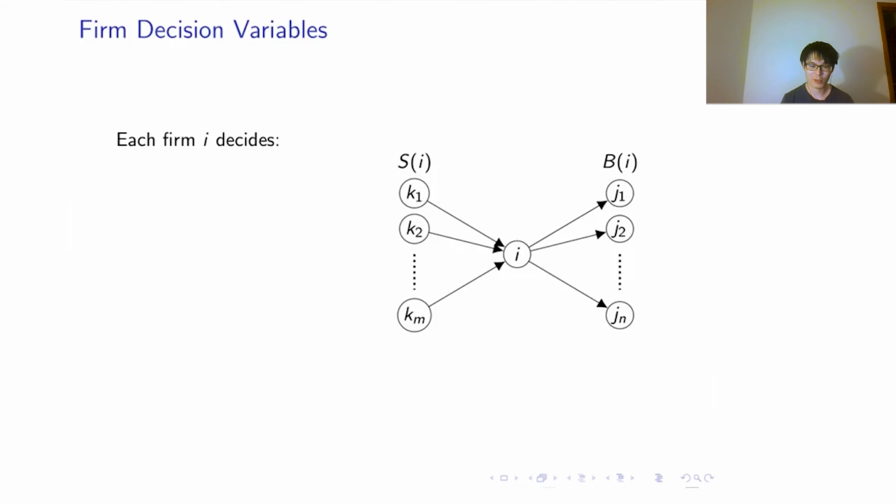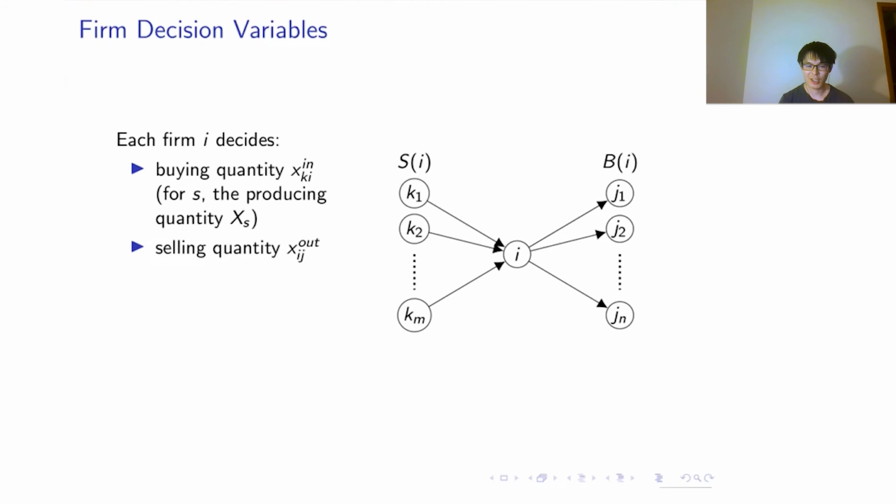So let's be a bit more formal. What are the decision variables of each firm? So for each firm I, we consider two sets, S_I, which denotes the set of selling firms of I, and B_I, the set of buyers of I. So each firm I decides three variables. The first one is the buying quantity from the upstream. So for S, it does not really have this decision variable. Instead, the decision variable is the producing quantity. And the second decision variable is the selling quantity to the downstream. The third one is the price.